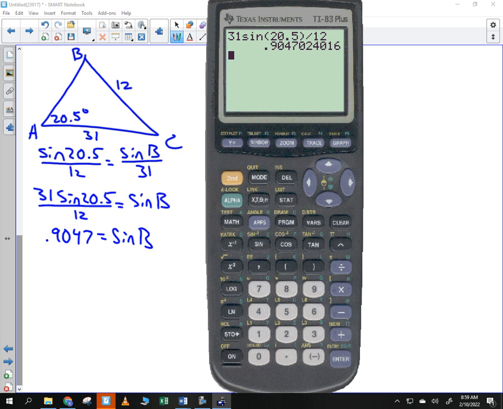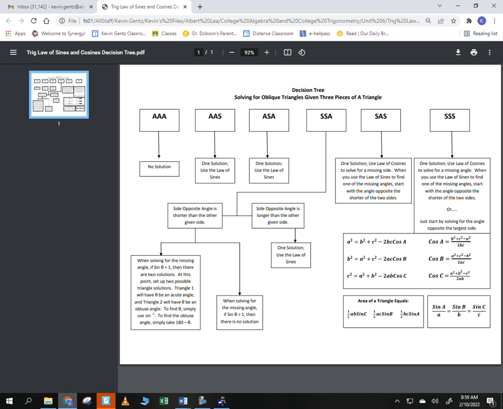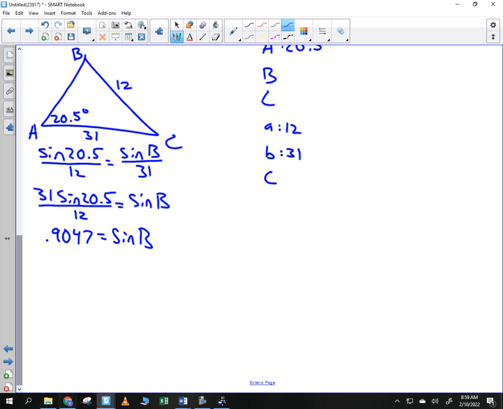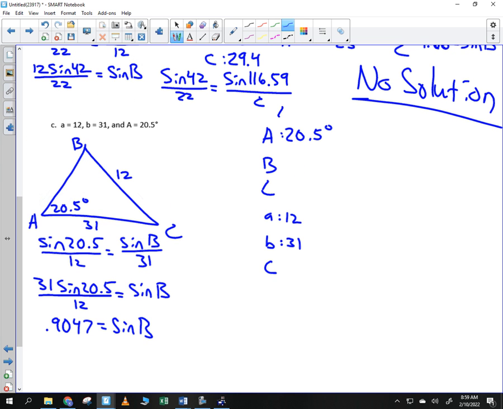Yes, and this is the key moment, and this is where everybody messes up. Your decision tree tells you exactly what to do, but people don't know how to read it. It says, when solving for the missing angle, if sine is less than 1, then there are two solutions. Is sine less than 1? Yeah, it says at this point, set up two possible triangle solutions. So let's set up the two possible triangle solutions. We have triangle 1, we have triangle 2.